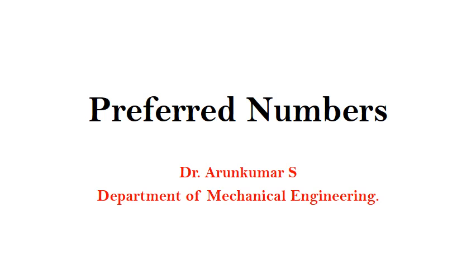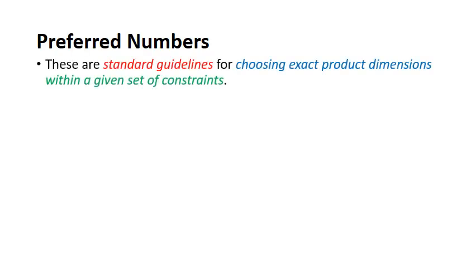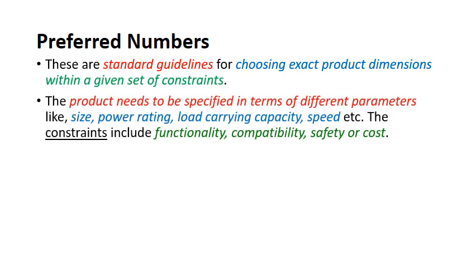Today we will discuss preferred numbers. What are these? When you go to a shop and try to buy a product, let us say an electric LED bulb, a pump, an electric motor or any other product, you would see they are available only in certain capacities, certain ratings. So how do we get those ratings? These are obtained by using the concept of preferred numbers.